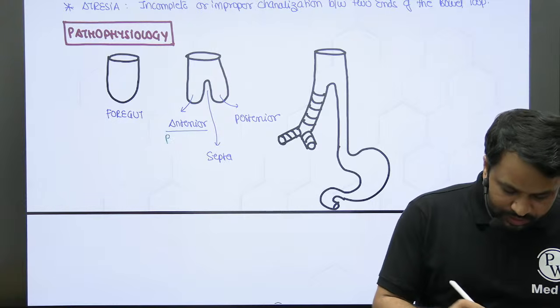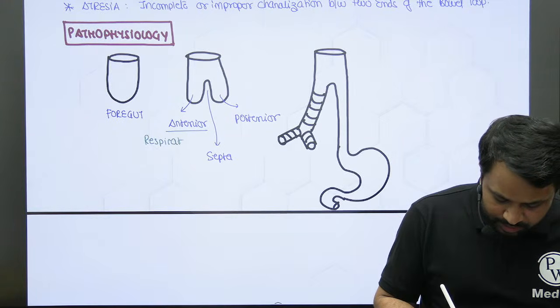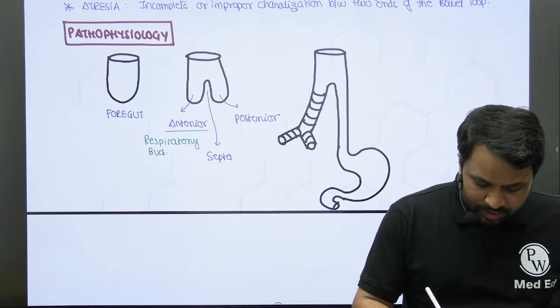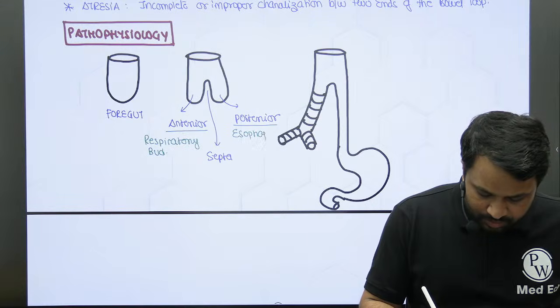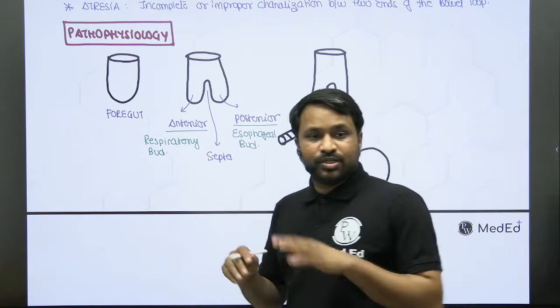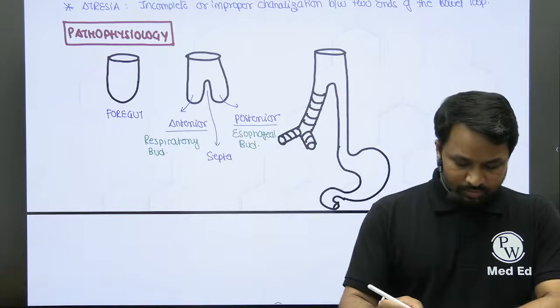The anterior division is what we call the respiratory bud. The posterior one is what we call the esophageal bud. It is the esophageal bud, right? So this is the normal development of the respiratory bud and its components.